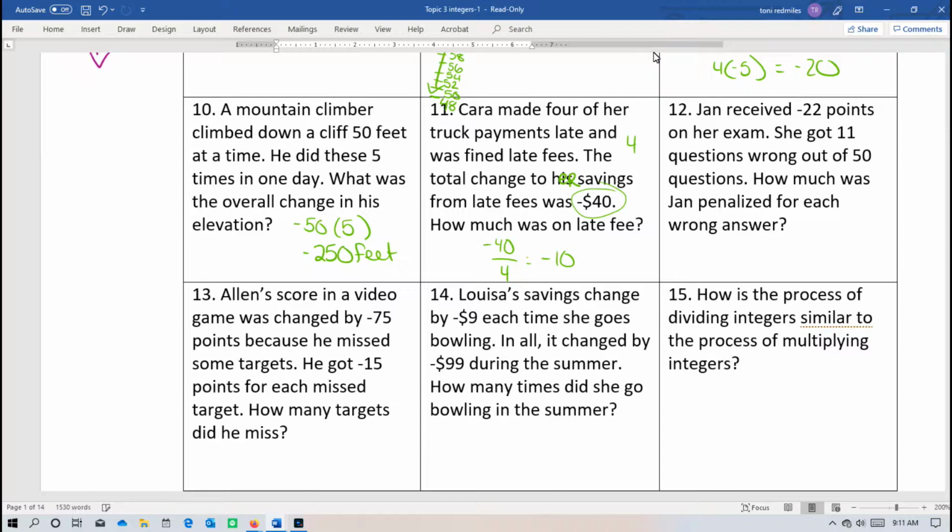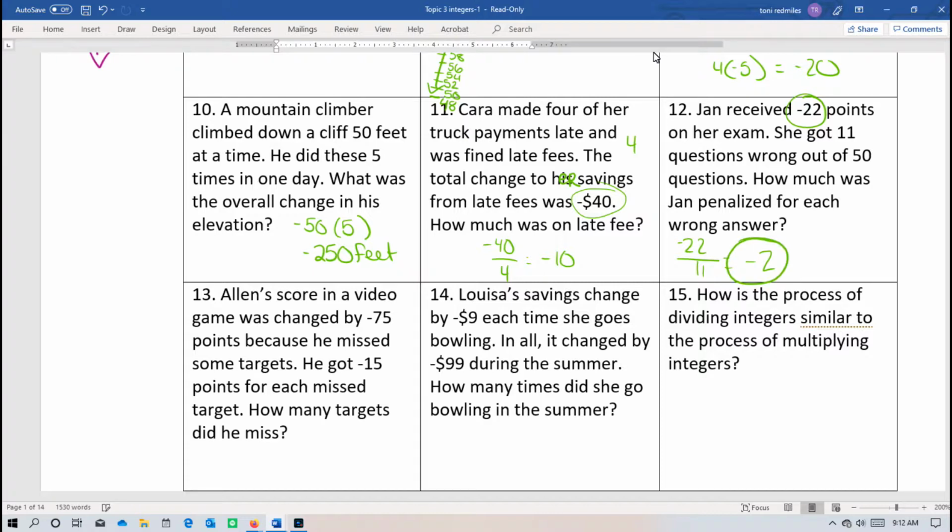Jan received 22 points off on her exam. She got 11 questions wrong out of 50 questions. How much was Jan penalized for each question? Again, we have to divide because she got 22 points off. That means it's negative 22. That's how much she got off. And she got 11 of them out of 50 wrong. So for each one of these 11 wrong, if I divide it into there, she got negative 2. She got minus 2 points for every question she got wrong.